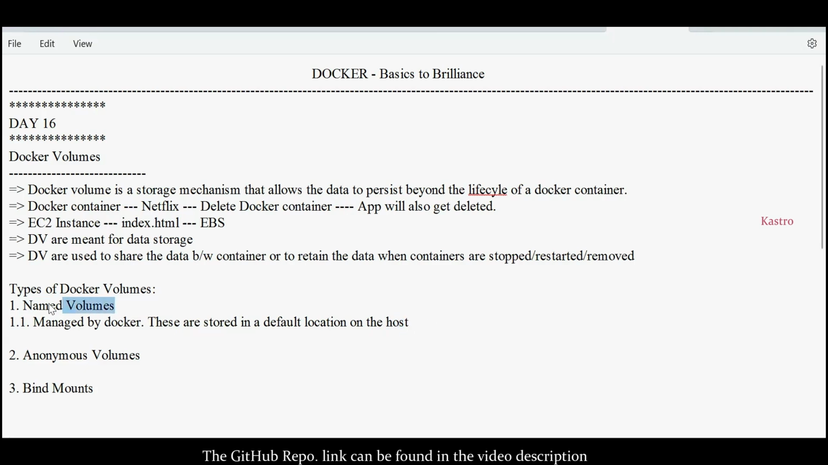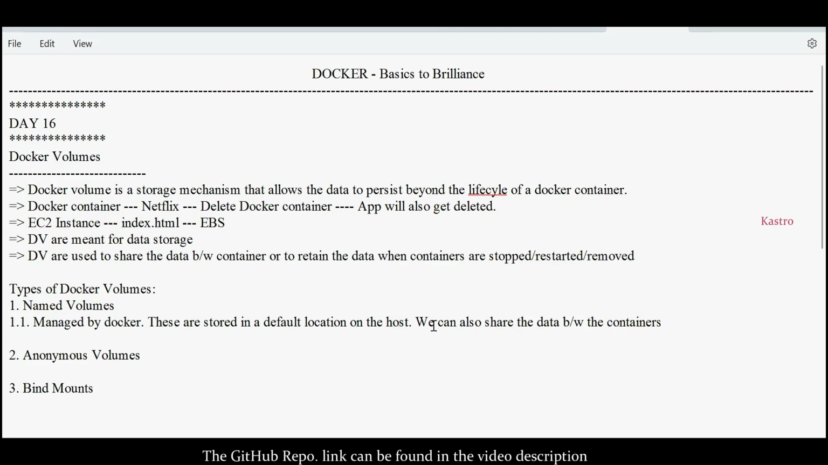So who will maintain these named volumes? Docker itself will maintain them. We don't have to bother. And these volumes are stored in a default location available on the host machine, that is basically the EC2 instance. And if you want, we can also share the data between the containers.